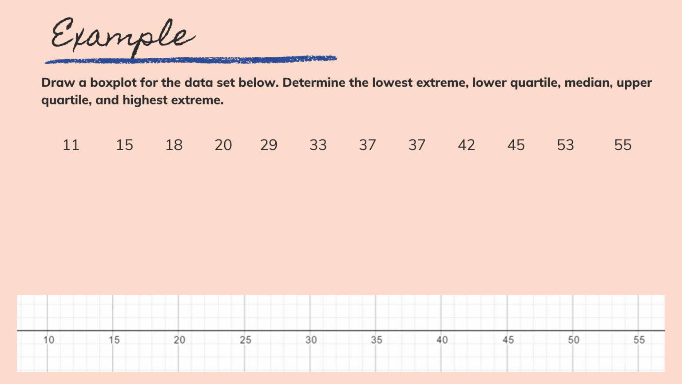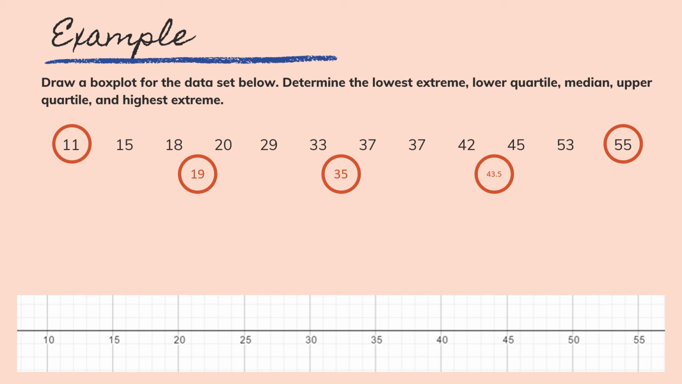Next, let us now plot the points that we got from the previous slide. So we have the 5 important values. We have 11, 19, 35, 43.5, and 55. So let us plot this.